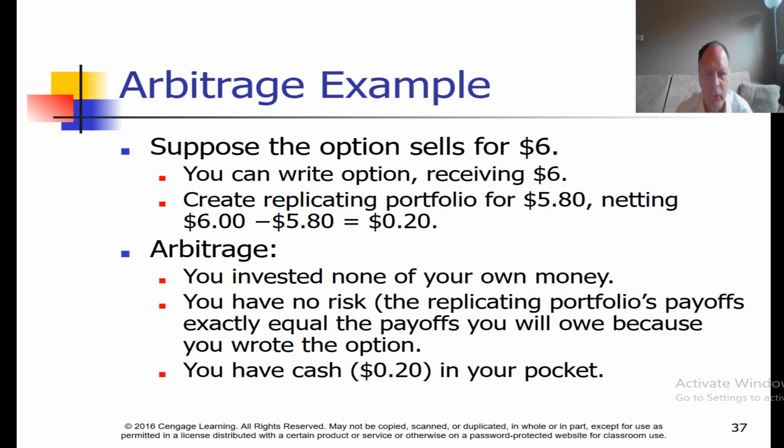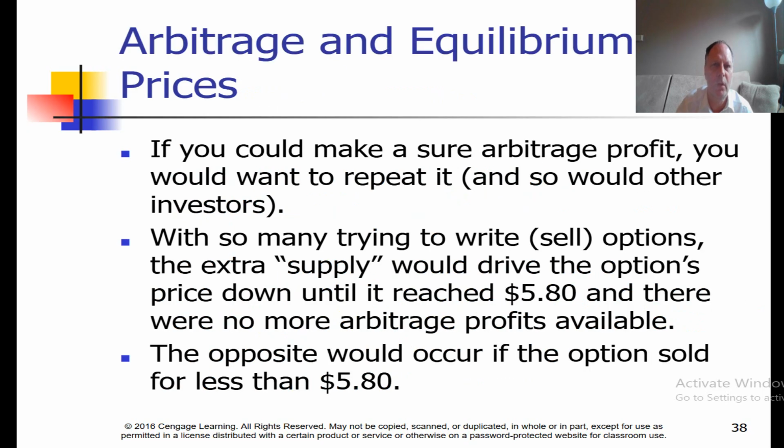Of course, everybody else wants to make money without taking on any risk, too. So arbitrage will create price equilibriums. If you could make a sure arbitrage profit, you would want to repeat it, and so would everybody else. With so many people trying to write or sell the options, the extra supply would drive the option's price down until it reached $5.80, and there were no more arbitrage profits available. The opposite would occur if the option sold for less than $5.80.